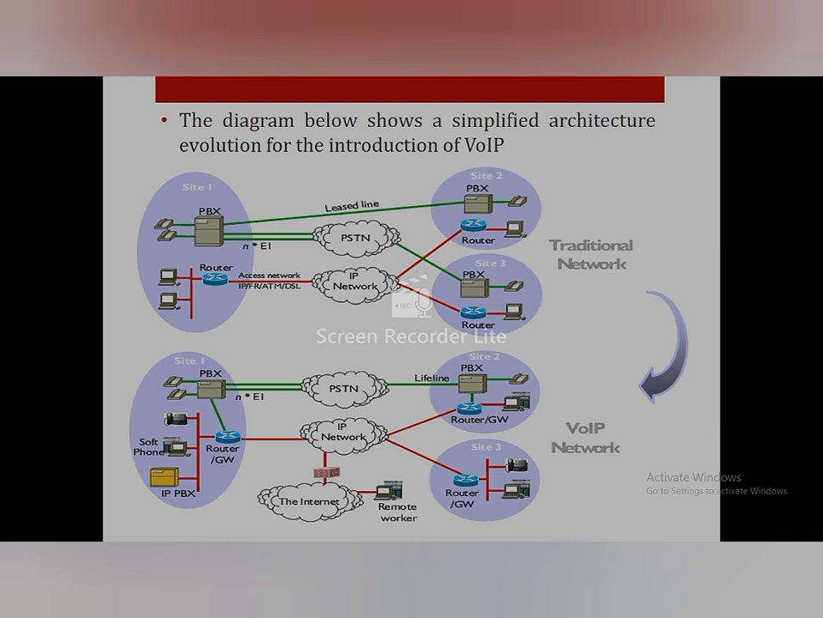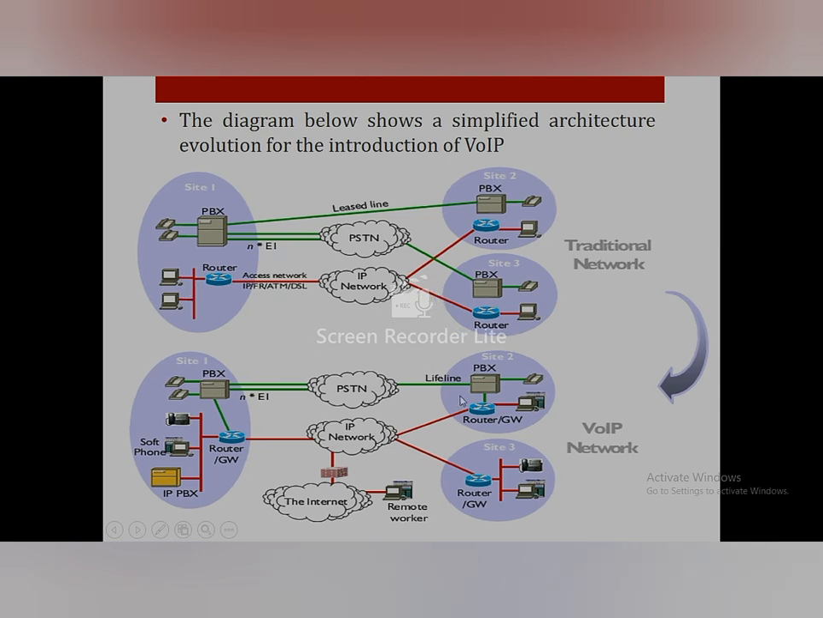Here is an example of VoIP, how VoIP works. It's also called the architecture of VoIP. The first part is the traditional networks. In a traditional network, there was a PBX, that means private branch exchange, and in this private branch exchange there are some telephone lines, and another part is routers. Under these routers, there are some computers and workstations. This is the architecture of VoIP.